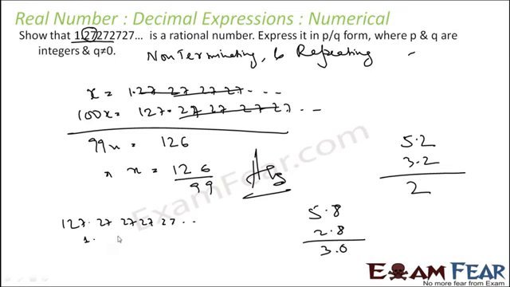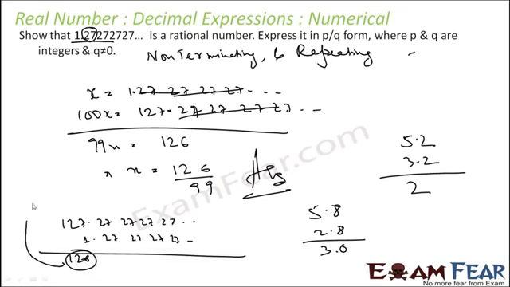Same thing here. 127.27272727 continues, and 1.27272727 continues. Subtract, this part cancels, so you get 126. Okay.